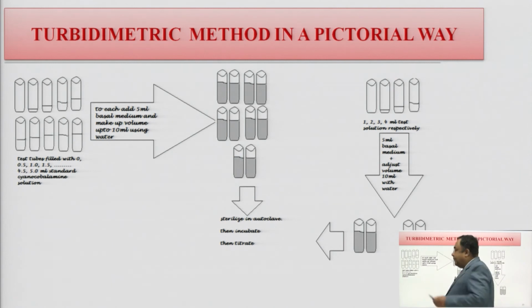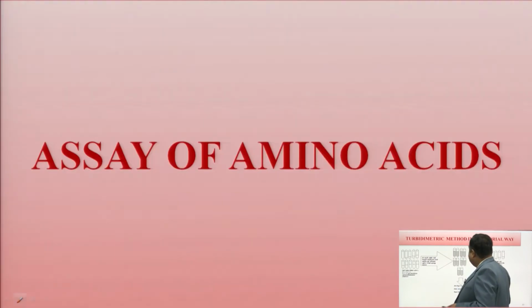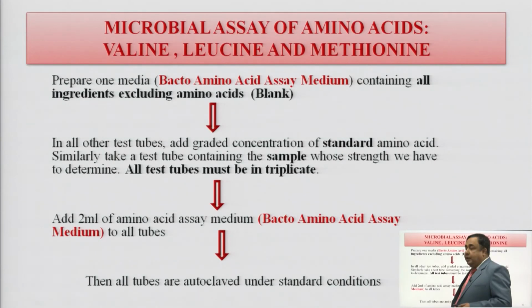This is basically a pictorial representation of the turbidimetric method, the way we discussed it just now. Next, we are moving on to the assay of amino acids. Now, there are various amino acids like valine, leucine and methionine.